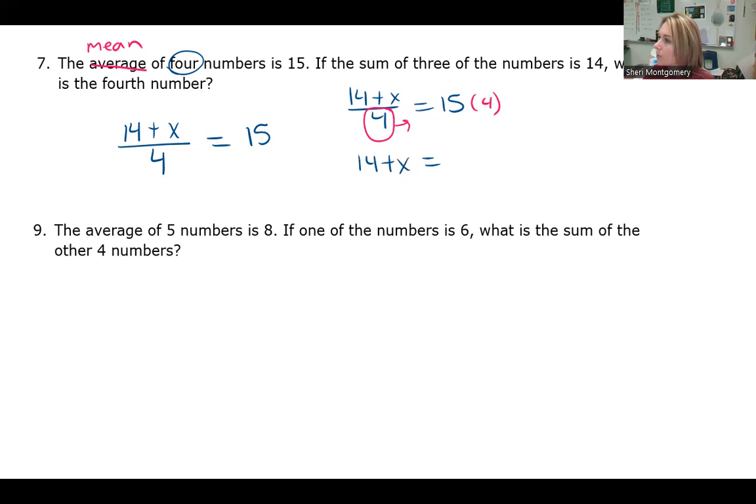15 times 4, what do we get? If you don't know, type it in. We do know what 15 and 15 is. 15 and 15 is 30, and we have 2 of those, so 30 and 30 is 60. You did it. And then to get X all by itself, I have 14 over there, and it's positive, so I need to subtract 14.